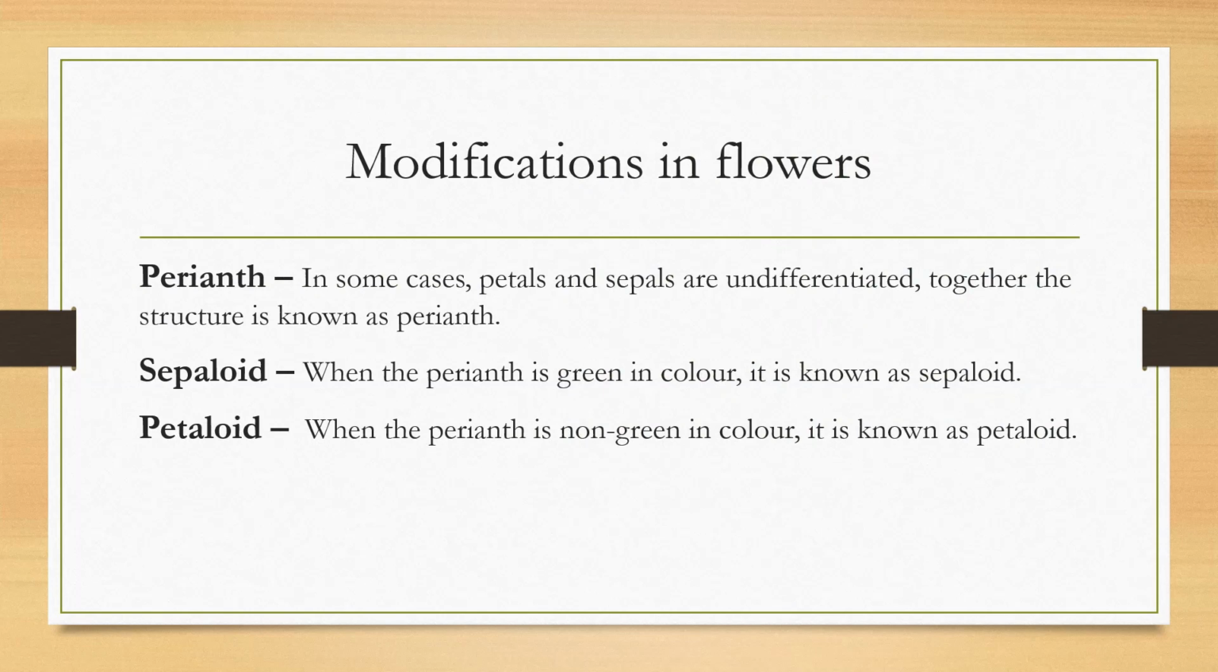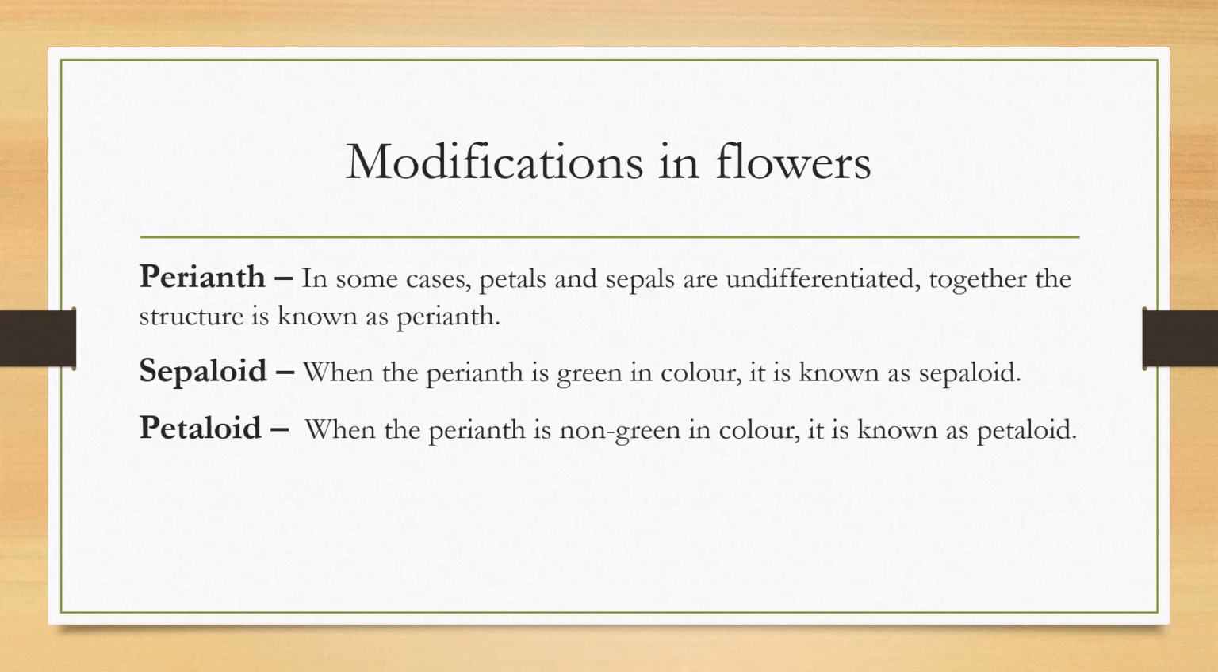There are some modifications seen in the flowers. They are called perianth, sepaloid and petaloid. In some flowers we see petals and sepals fused together, undifferentiated. Normally in a normal flower, petals and sepals are separate, in two different whorls. But in some flowers, they are not in two different whorls. They are fused together forming one whorl, and that structure is called perianth.